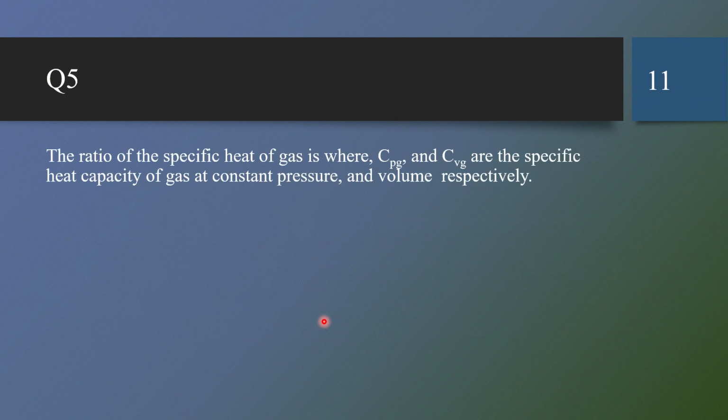In question 5, it is given that the ratio of specific heat of gas is Cpg by Cvg, where Cpg and Cvg are the specific heat capacity of gas at constant pressure and constant volume respectively. So I don't think we need an answer option to this question. We all know that the ratio of specific heat of gas is gamma, where gamma is equal to Cp by Cv.